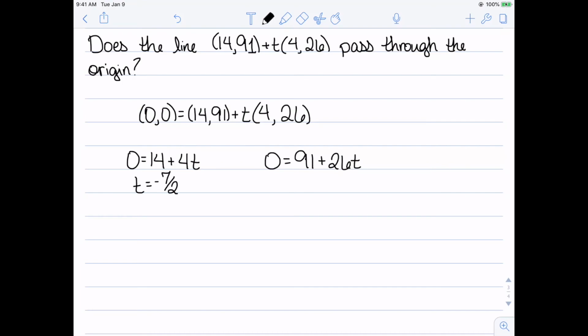If we solve the first equation, we get that t is equal to -7/2. The second equation will also give us t equal to -7/2. And so, since these are the same, then yes, it does pass through the origin. If we let t be equal to -7/2, we will get (0, 0).